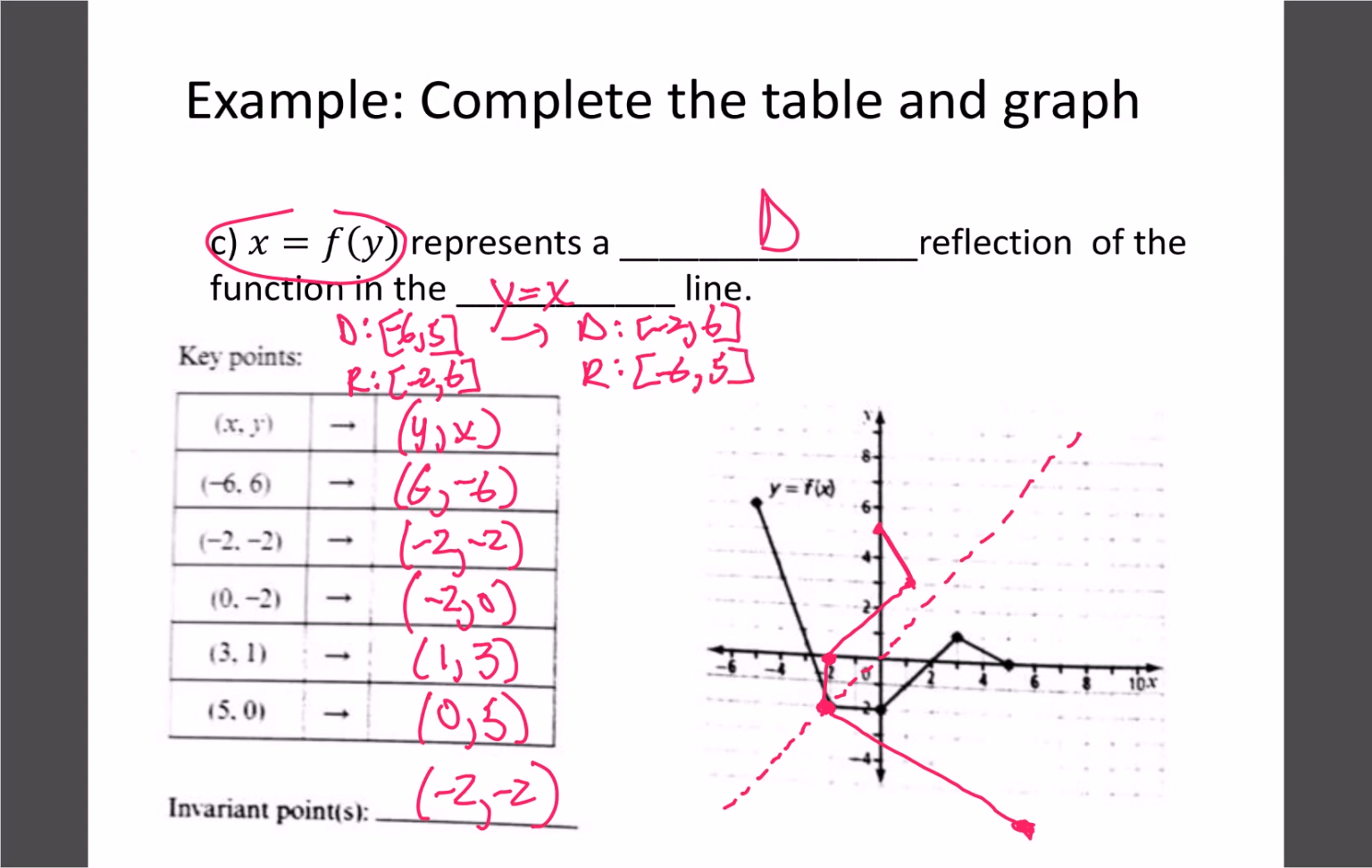So you can see if we compare these, our domain and range are just interchanging between the two, which makes sense. We're flipping our x and y coordinates. We should be flipping our domain and range as well.